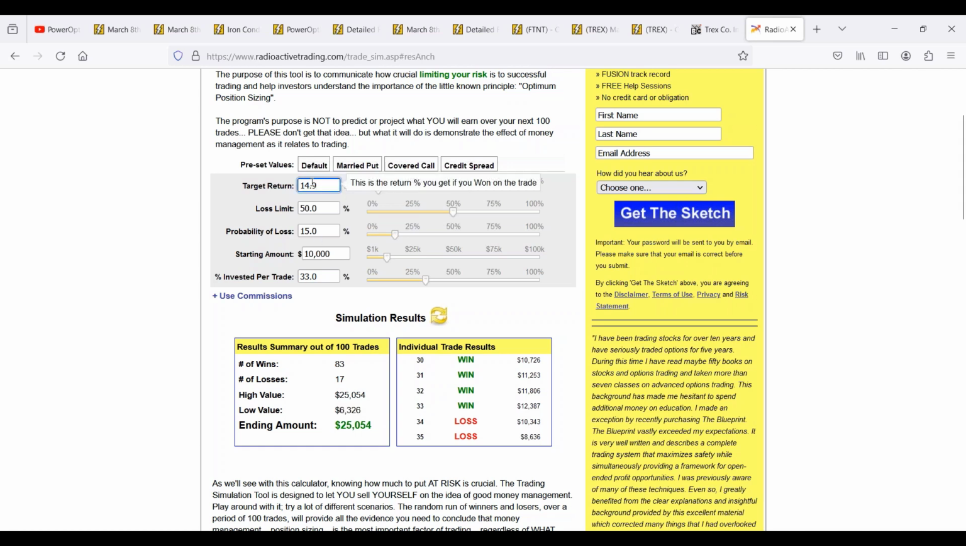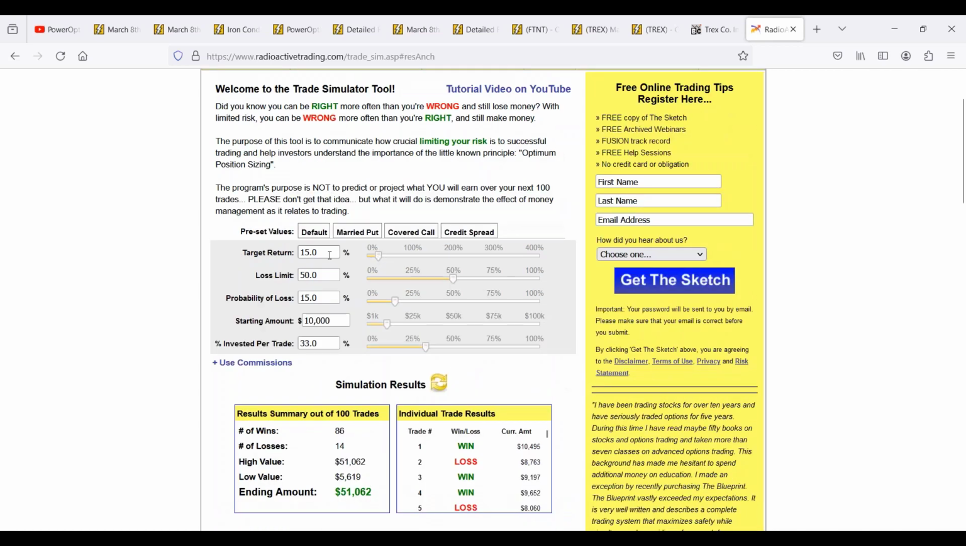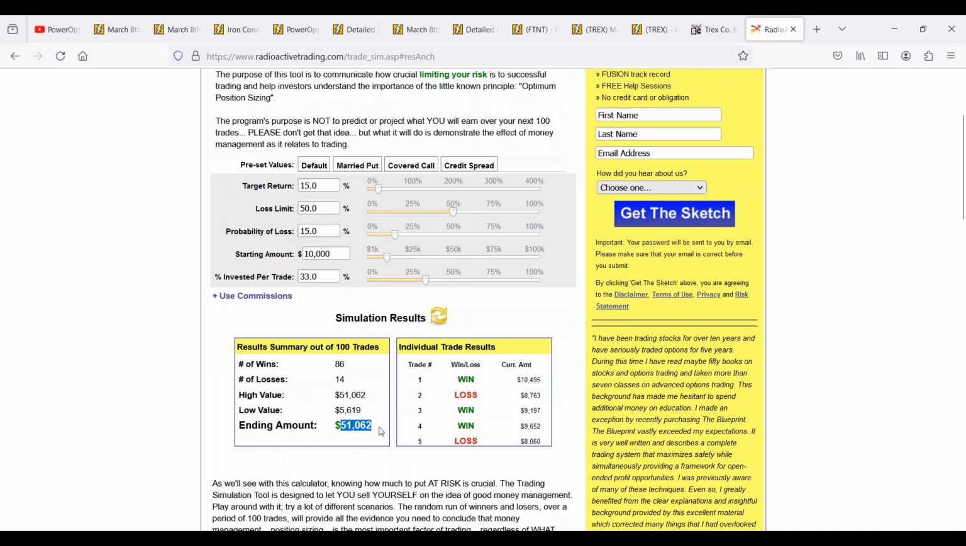Let me put this back up to 15 because I want to illustrate 2 things very quickly here. This is what you might expect with an 80, 85% credit spread. 15% return. We're going to control losses to 50% of the max. Hey, 86% win ratio. We took $10,000 up to $51,000. But at one point, we're at a 44% loss. Common. Expected. That's the lie of leverage.